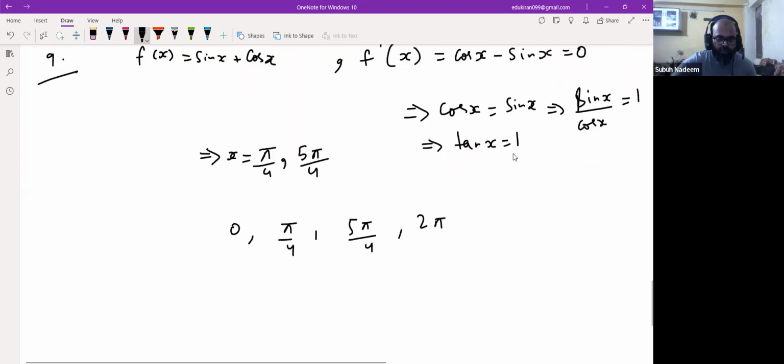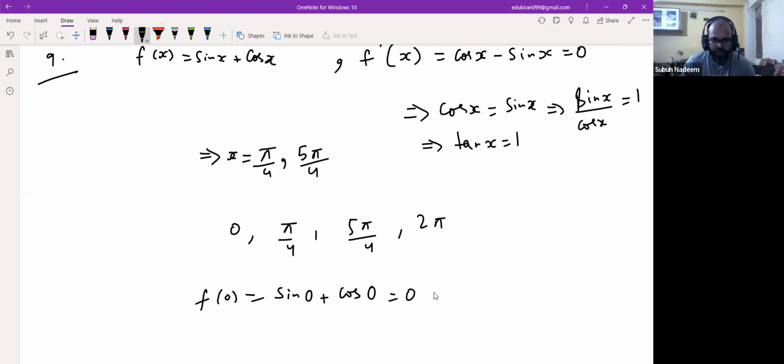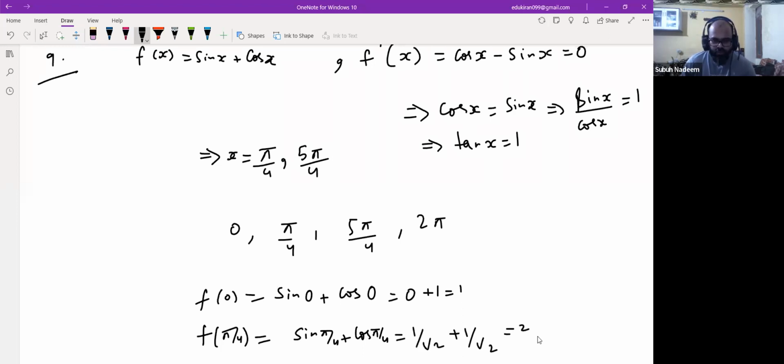So when you find f of 0, that will be equal to sin 0 plus cos 0. That will be 0 plus 1. That will be 1. If you find f of pi by 4, then sin pi by 4 plus cos pi by 4 will be equal to 1 by root 2 plus 1 by root 2. So that will be 2 by root 2, that is root 2.